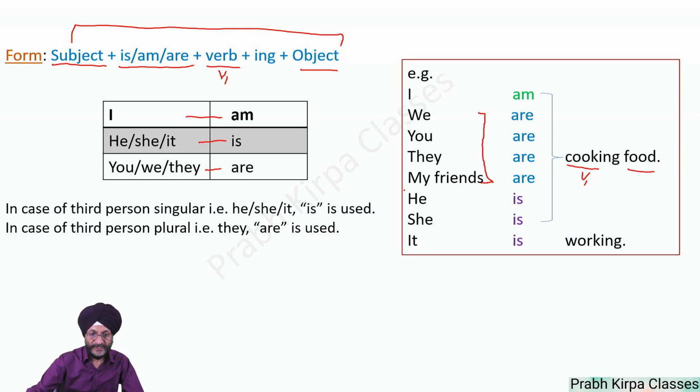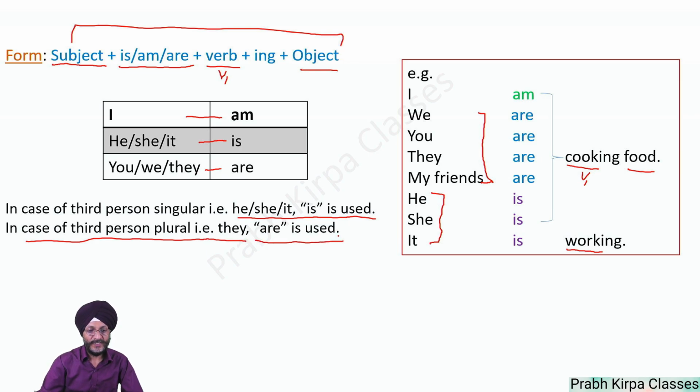However, when the subject is he, she, or it, third person singular, we will use is, and then the rest of the sentence will remain the same. He is working, he is cooking food, she is cooking food, it is working. In the case of third person singular, that is he, she, it, is is used, and in the case of third person plural, that is they, we use are.